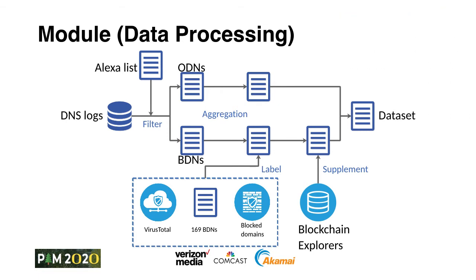For blockchain domains, we had to label them using VirusTotal and check whether domains are in the blacklist or blocked by servers. The blacklist consists of domains we collected from 400 malware samples, and the servers responded with particular IPs for blocked domains. For labeled blockchain domains, the system supplemented missing values like DNS records of domains using blockchain explorers.